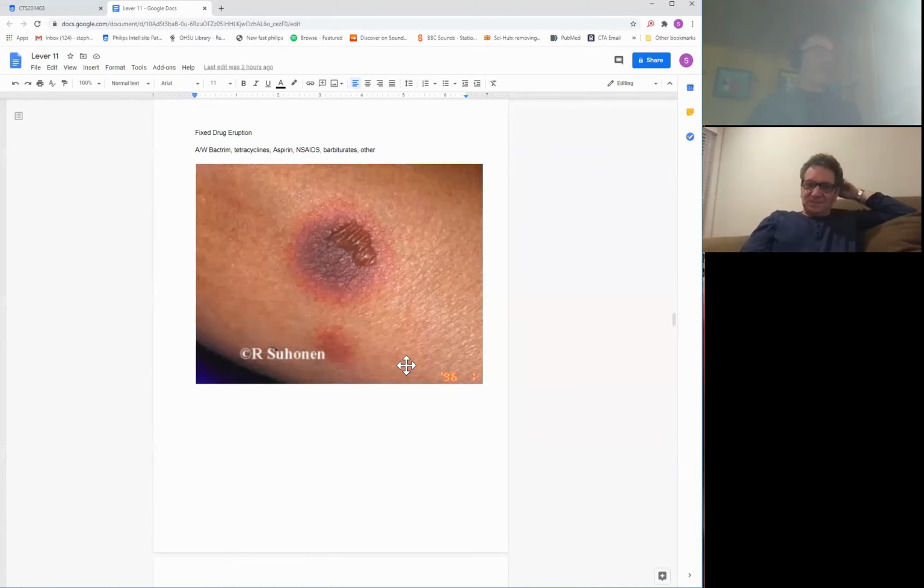Beautiful clinical picture that's got the full spectrum, including late stage bullous area in this fixed drug eruption, beautiful targetoid lesion. Perfect color. Again, the prototypical associations are with Bactrim, tetracyclines, aspirin, NSAIDs, barbiturates. Does anyone get prescribed a barbiturate anymore?